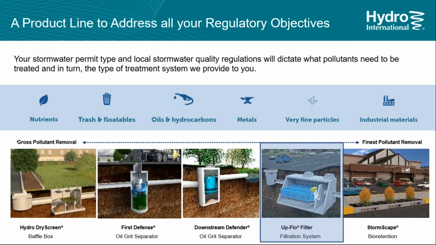Then the Up-Flo filter, which is the focus of today's presentation, anything smaller than 50 micron, as well as metals and nutrients. And then we have a Stormscape, which is our LID filter. And if you'd like any more information on the Stormscape, please send me an email after today, and we'll address that. It's a point source filter, so it can be a pure infiltration device without a piping network. Works great for retrofits or matching streetscapes, but it's a bit different type of filter. So today we're going to focus on the Up-Flo filter.